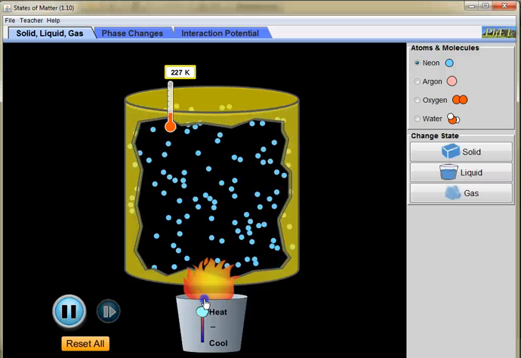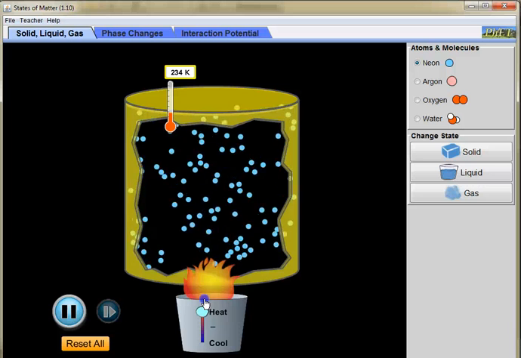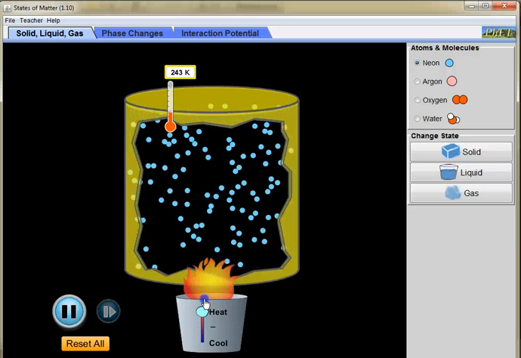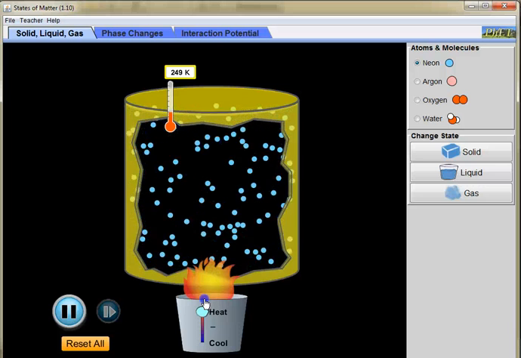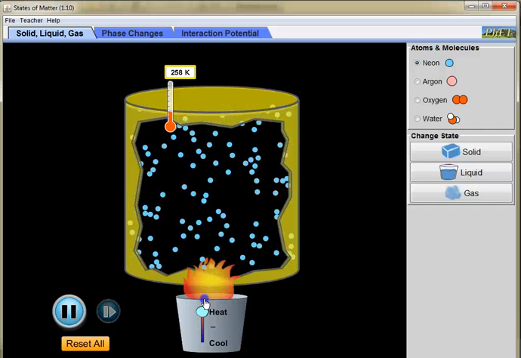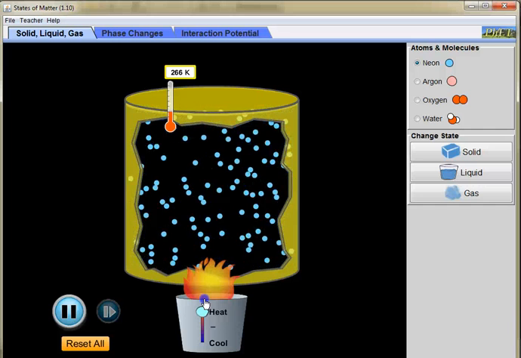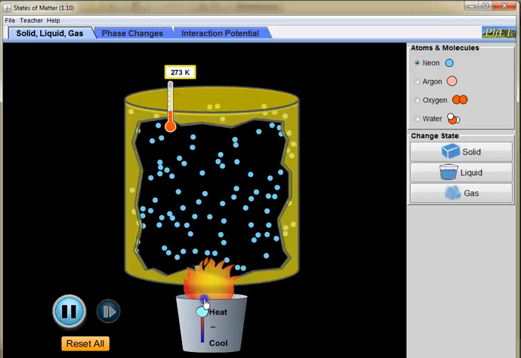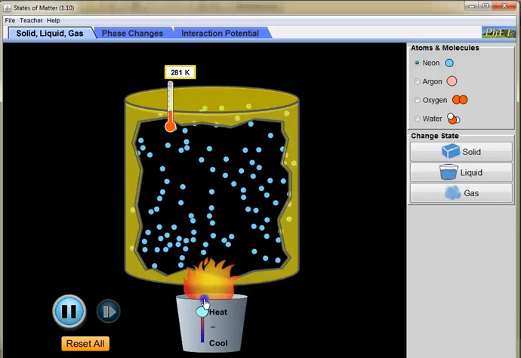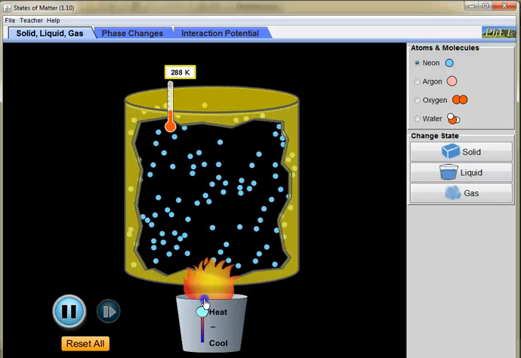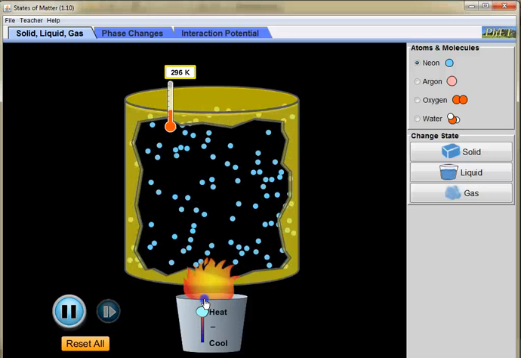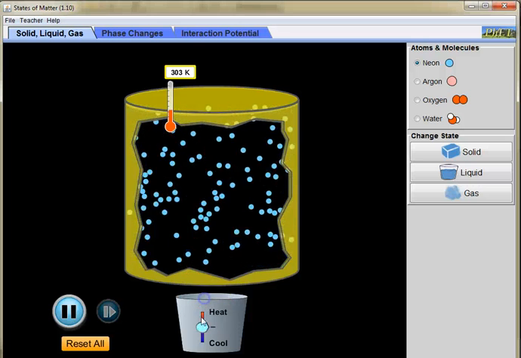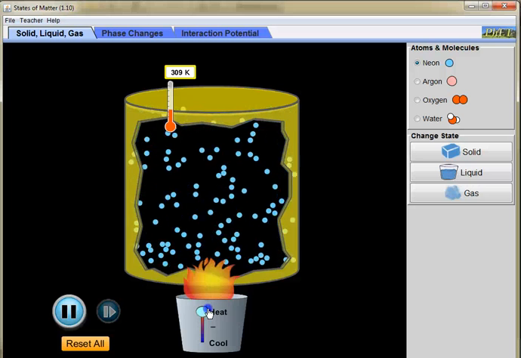No, Arjun, it won't turn to plasma. We are heating the container basically, not the gas itself directly. Yeah, if you use a high temperature flame and heat the gas directly, then it may turn to plasma. You keep doing that, I guess.